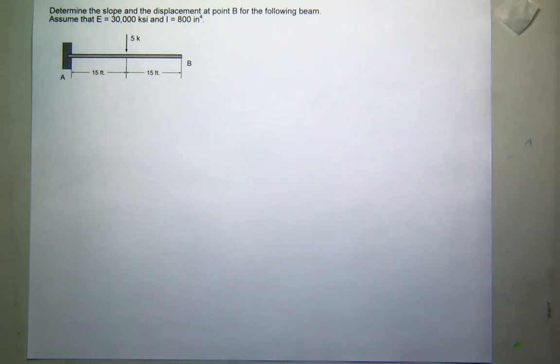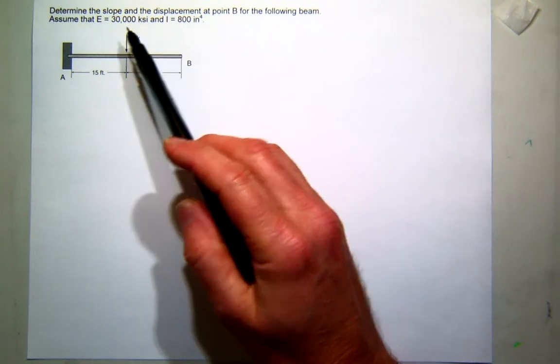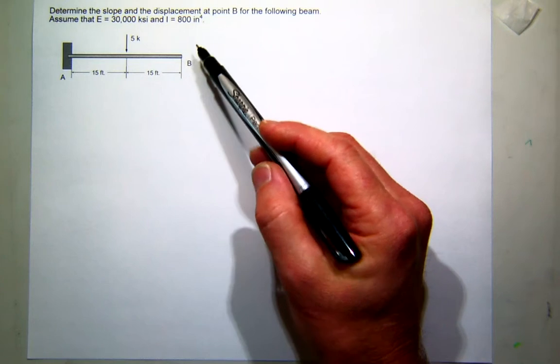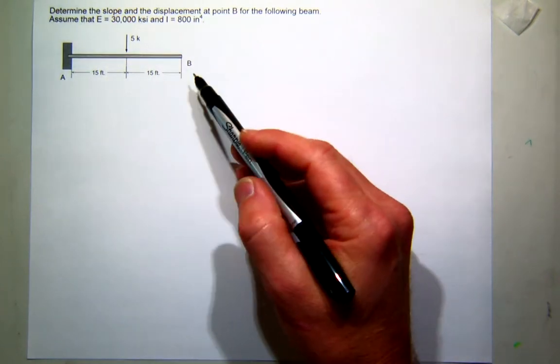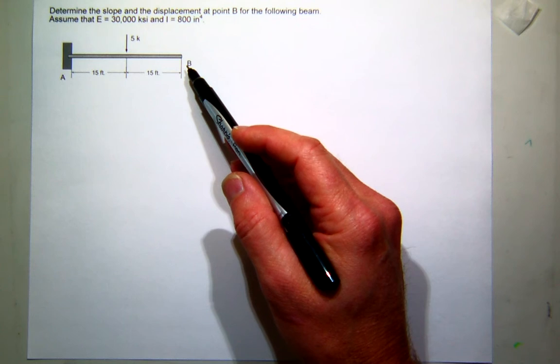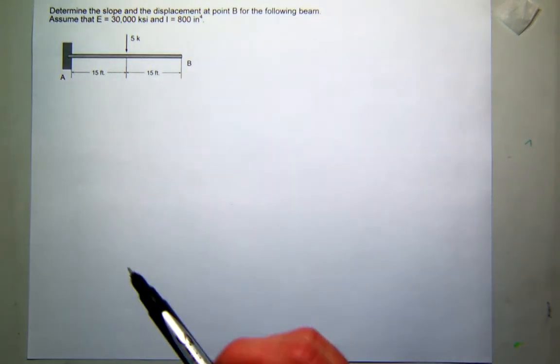Okay, so here's a structure. It's a cantilever beam with a 5 kip load here in the center. And we want to find the slope and displacement at point B, which is the free end. Now, in our discussion before about cantilever beams, we know that point B is the place where that is maximum displacement and maximum slope. So we're going to use the conjugate beam method.